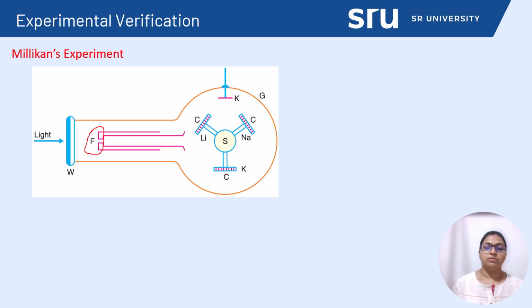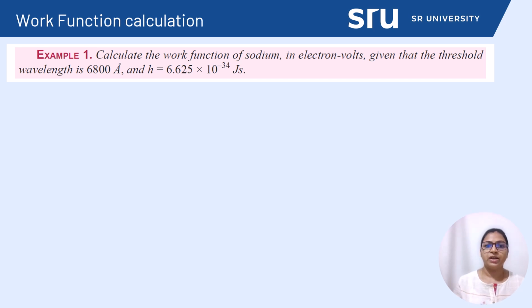So using only the stopping potential, or the retarding potential, we can verify Einstein's photoelectric emission. See how simply you can find the work function. For example, suppose we want to find the work function of sodium in electron volts, and the threshold wavelength is given. The given data here is the threshold wavelength, and h is also known. The single equation of Einstein's photoelectric effect gives the formula for finding the work function of any metal.